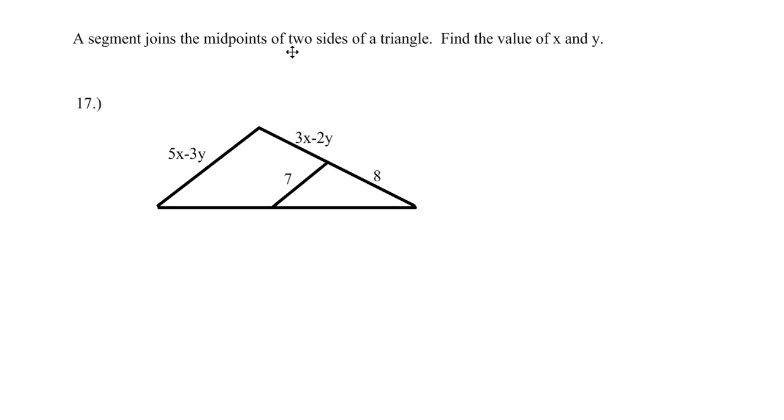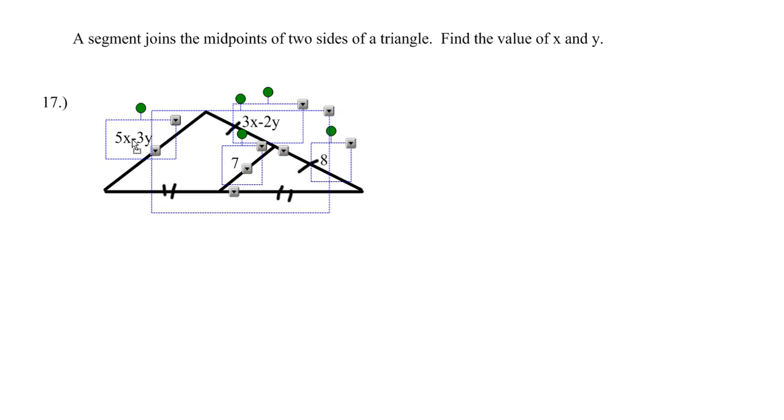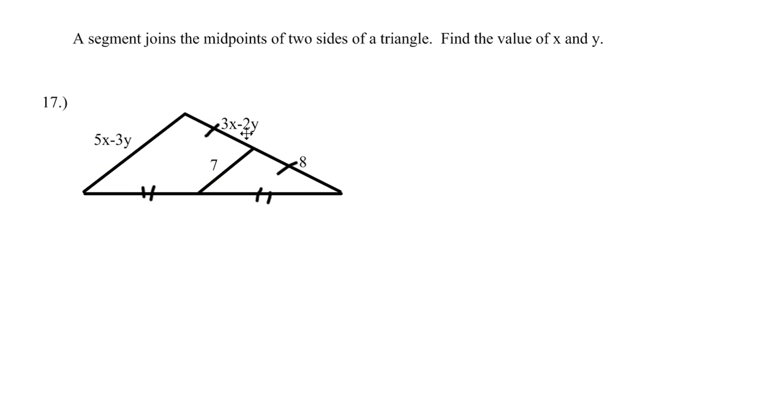And the next one says the segment joins the midpoints of two sides of a triangle once again, so these two are congruent. And these two are congruent. And we're going to do the same kind of thing we did before. Let me just move this to give myself a little bit more room. These two are congruent, so 3x minus 2y equals 8. And this segment multiplied by 2 will give me this segment. So that's 14. 7 times 2 is 14, for those of you that weren't aware. And we have 5x minus 3y here.